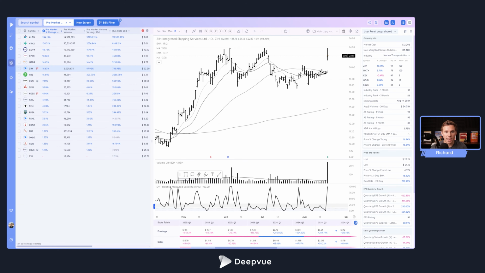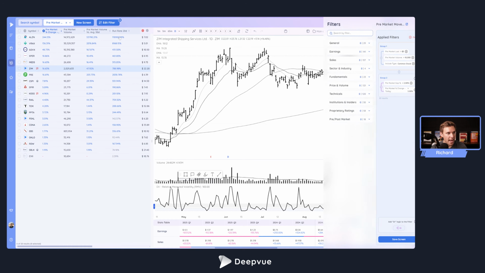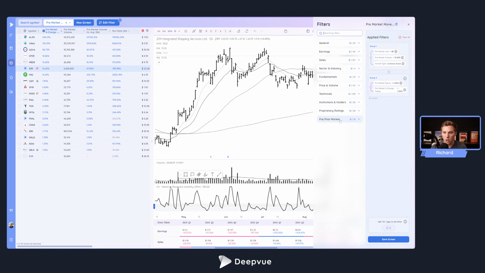So recently we added a whole batch of pre and post market data points to the data points that are available to you. So let's go ahead and edit this filter. You can see that all the pre and post market data points are located in the bottom folder here, which you can expand. We've got pre and post market price, volume, price post market, volume post market, gap, gaps pre and post, pre-post volume comparison versus the 50-day moving average on volume.